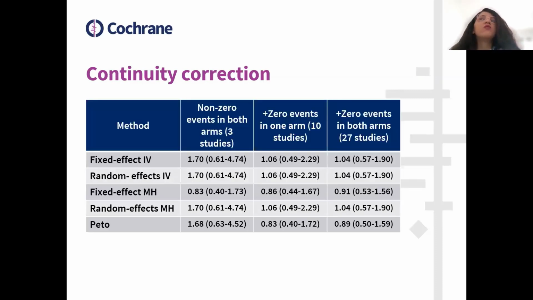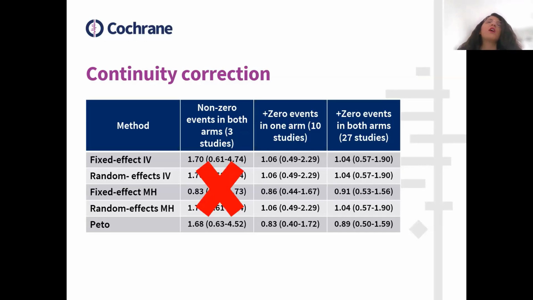So let's see how continuity correction performs. We have three different scenarios. The first scenario, presented in the second column, is to include studies with non-zero events in both arms. In our previous example, we had only 3 studies which had non-zero events in both arms. The second scenario is to include studies which have 0 events in only one arm. That means that we have 10 studies. And the third scenario is to finally include all studies. That means that we can include all studies with 0 events in both arms.